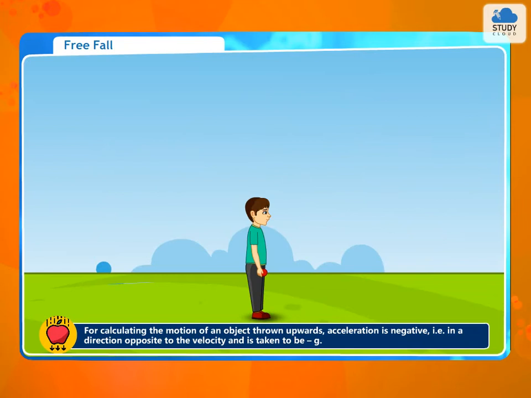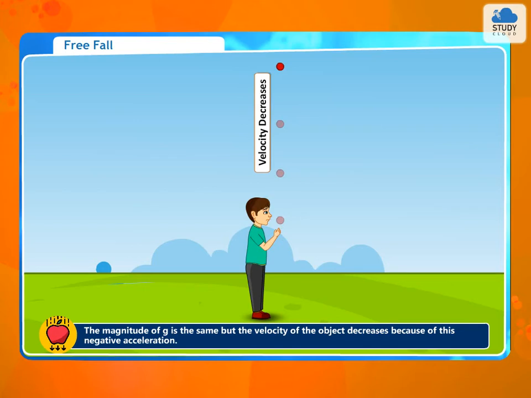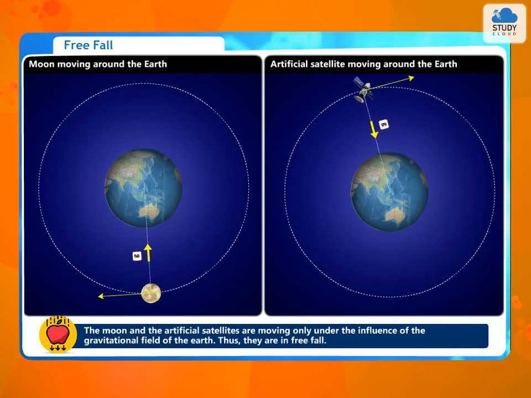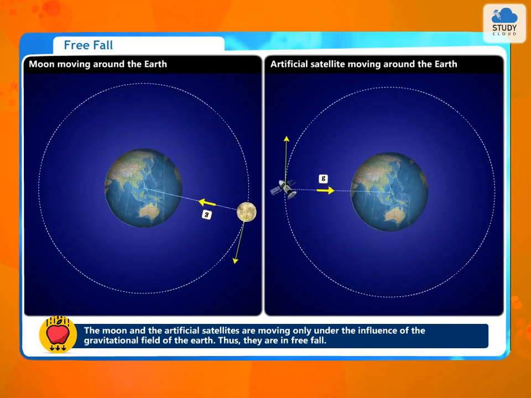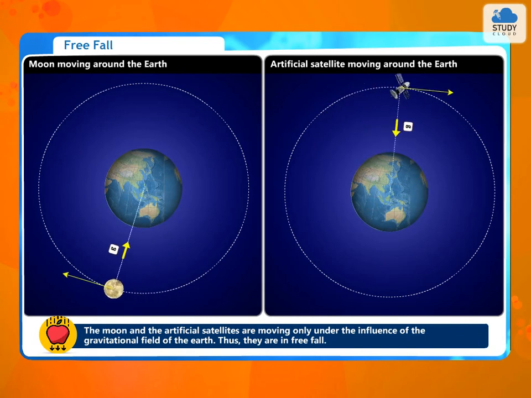For calculating the motion of an object thrown upwards, acceleration is negative, that is in a direction opposite to the velocity, and is taken to be minus g. The magnitude of g is the same, but the velocity of the object decreases because of this negative acceleration. The moon and the artificial satellites are moving only under the influence of the gravitational field of the earth. Thus, they are in free fall.